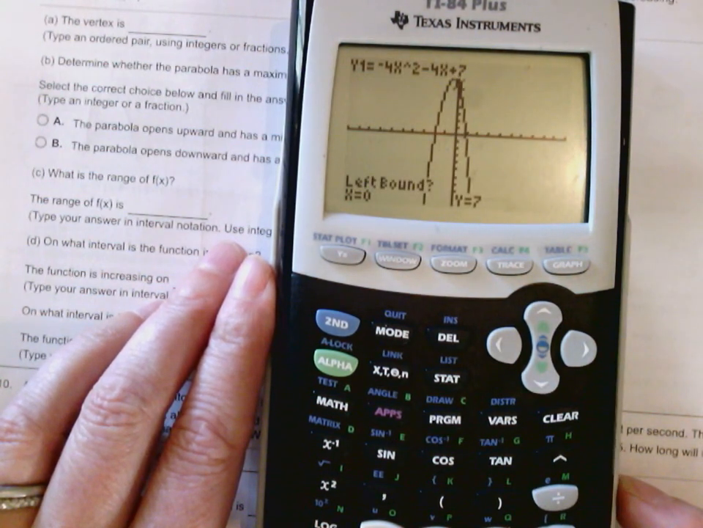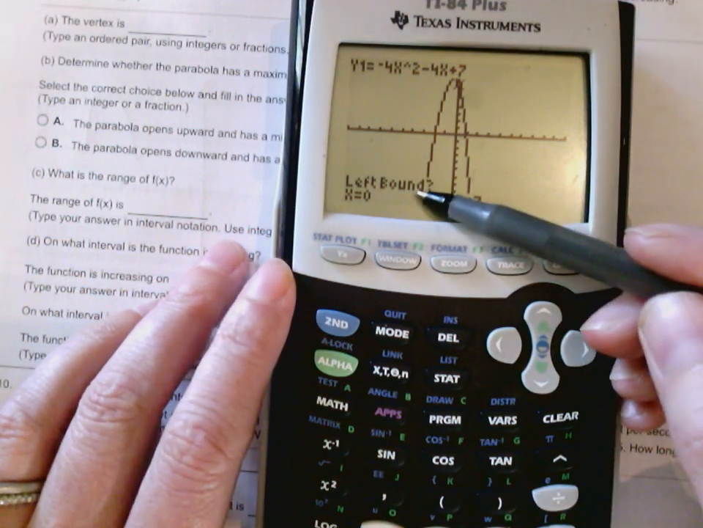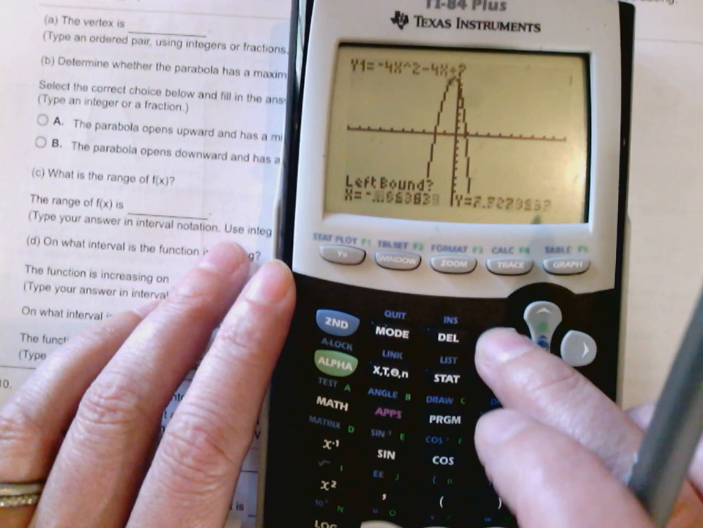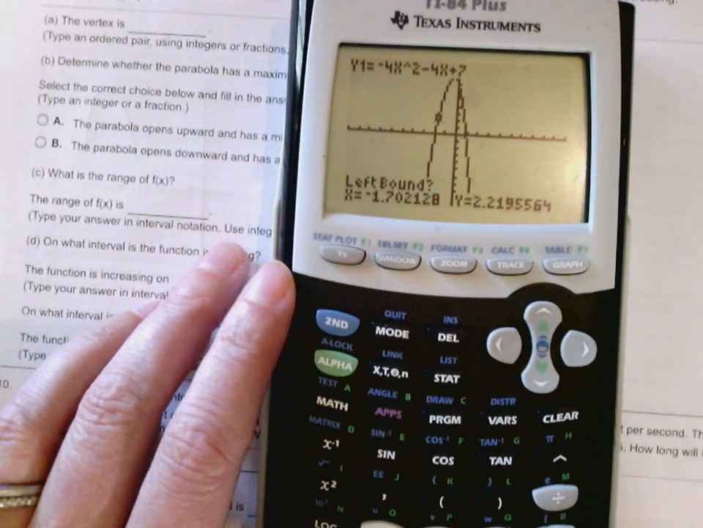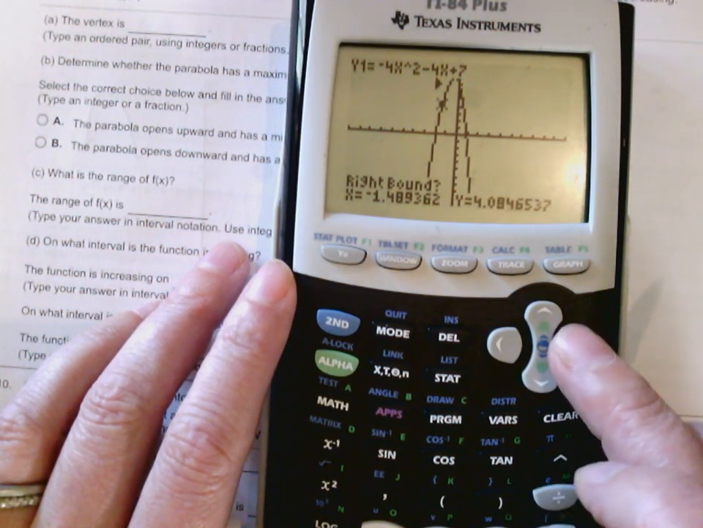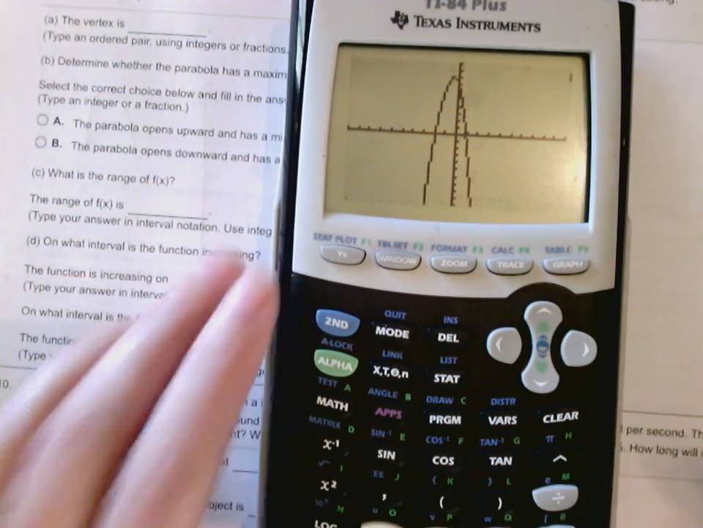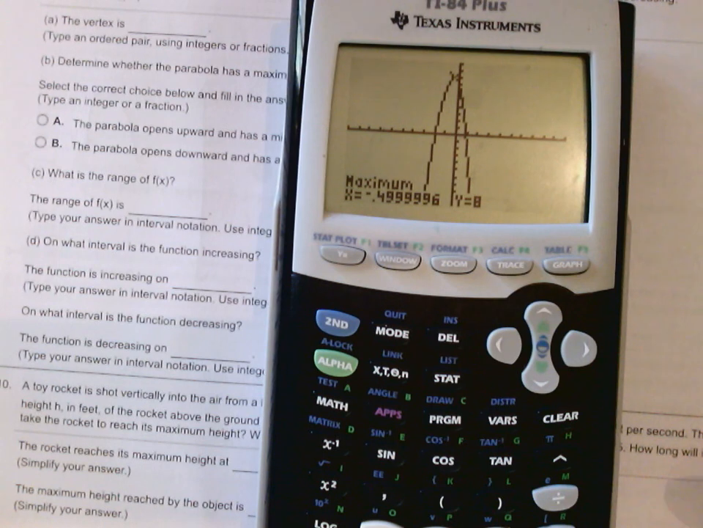So is the cursor on the left? It always wants it to start off on the left. I can see it blinking over here on the right, so let's move it just over to the left side. Hit enter. Move it over to the right side. Hit enter twice. So there is my vertex.